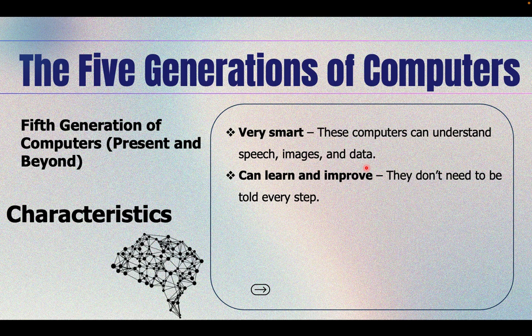Now, in this fifth generation, computers can learn and improve. That is machine learning. They don't need to be told every step of the way. I asked my device what my name is, and then it mentioned my name in a certain way, and I corrected it, and since then it picked the correction and always pronounces the right name for me.